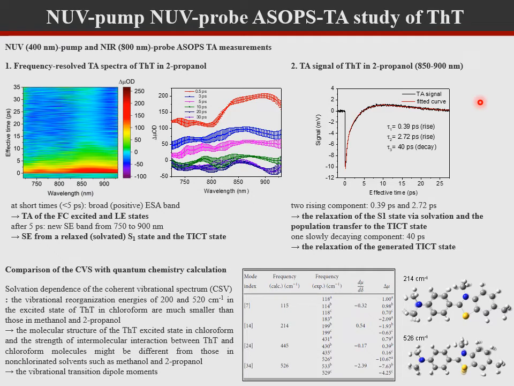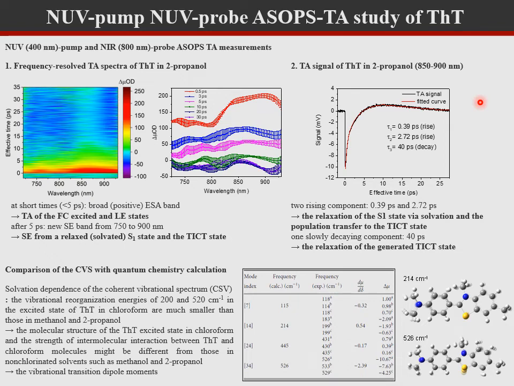This result means that the vibrational reorganization energy of these 2 modes in the excited state of THT in chloroform are much smaller than those in methanol and 2-propanol. In other words, the molecular structure of the THT excited state in chloroform and the strength of intermolecular interaction between THT and chloroform molecules might be different from those in non-chlorinated solvents such as methanol and 2-propanol.